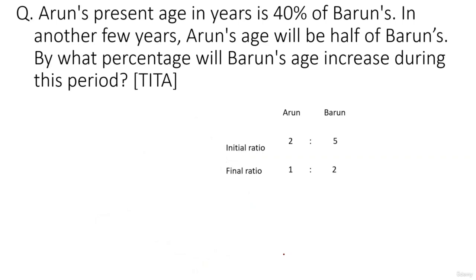If you observe carefully, after some amount of time the age should increase. But 1:2 is not an increase. So to make the values increase, we can multiply this ratio by 3. Multiplying by 3, the ratio becomes 3:6. Now both of their ages have increased by 1 point. So Barun's age increased by 1 out of the initial 5. The percentage is how much? 20%. It's as simple as that.